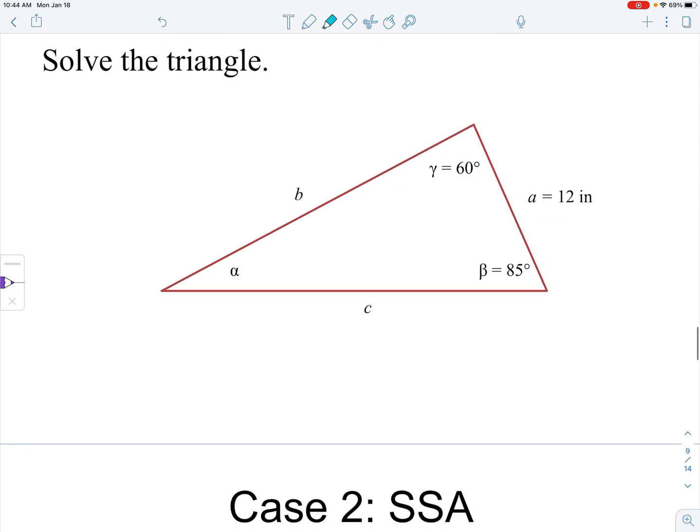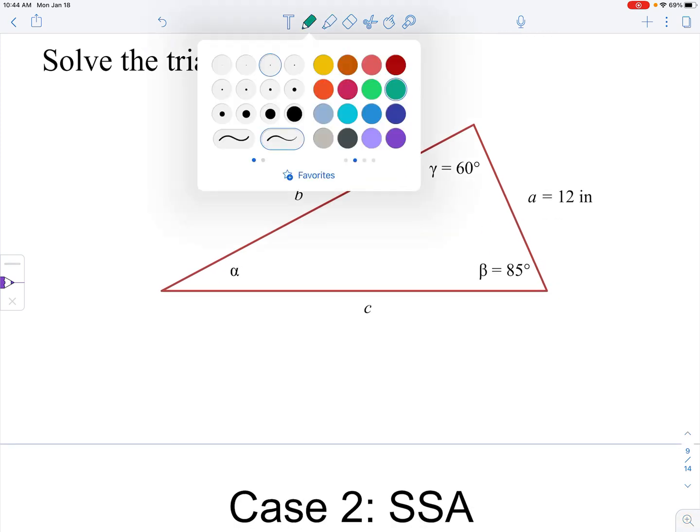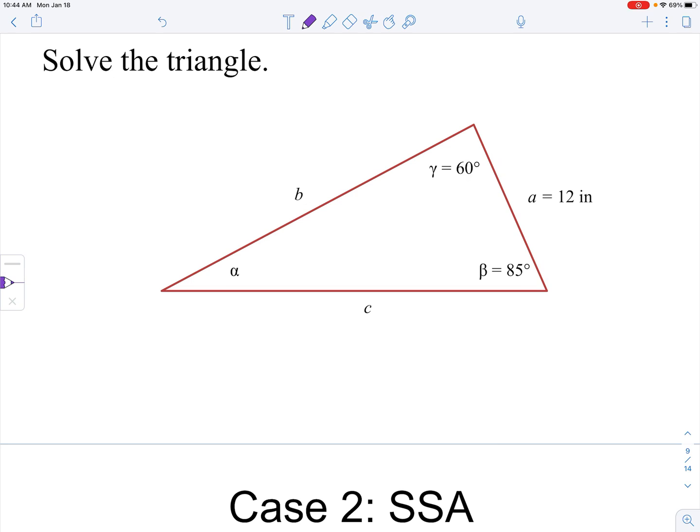Okay, still case 1, but angle-side-angle for what's given. I would again just solve for that third angle first. So alpha would be 180 degrees minus the sum of the other two angles. So alpha equals 35 degrees.